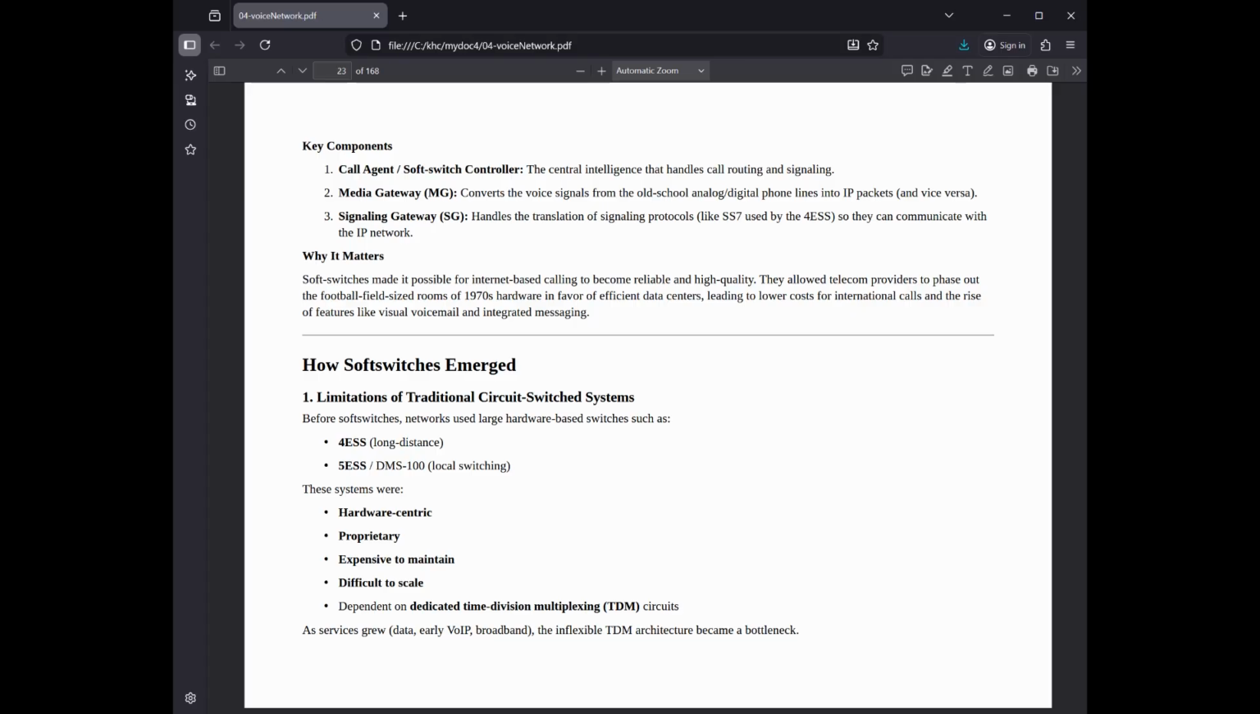How soft switches emerged. 1. Limitations of traditional circuit-switched systems. Before soft switches, networks used large hardware-based switches such as 4S, long distance, and 5S/DMS100, local switching. These systems were hardware-centric, proprietary, expensive to maintain, difficult to scale, and dependent on dedicated time division multiplexing, TDM, circuits. As services grew, data, early VoIP, broadband, the inflexible TDM architecture became a bottleneck.